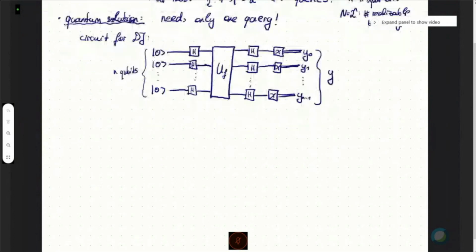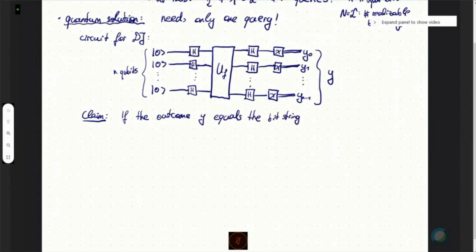And now the claim is that if the total outcome y equals the 0-bit string, so the bit string that has just n 0s, so every single outcome would be 0, then we know that f is constant. For any other output, we know that f is balanced.